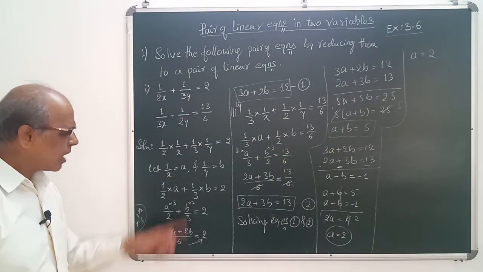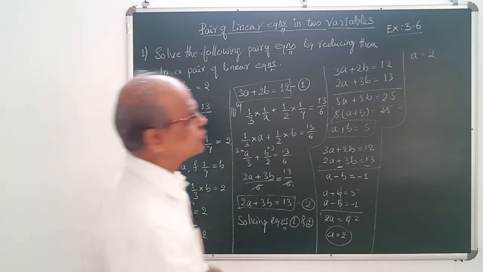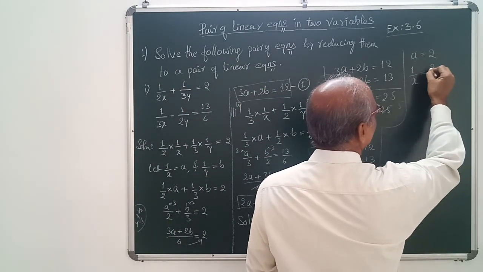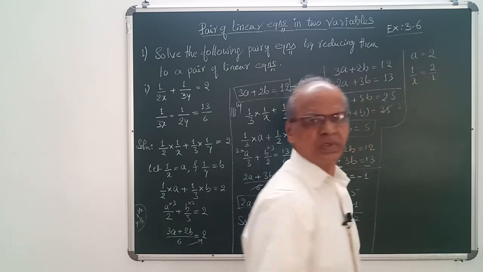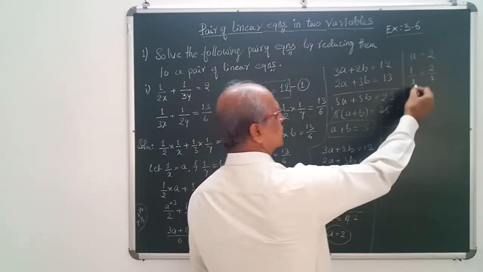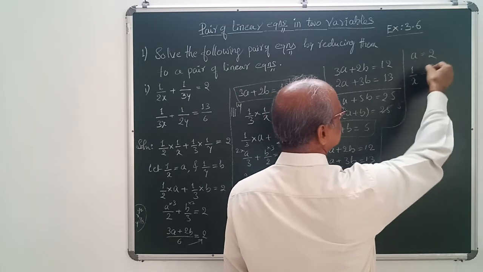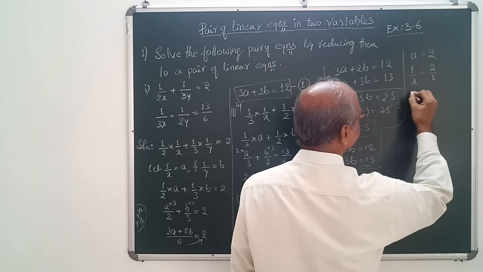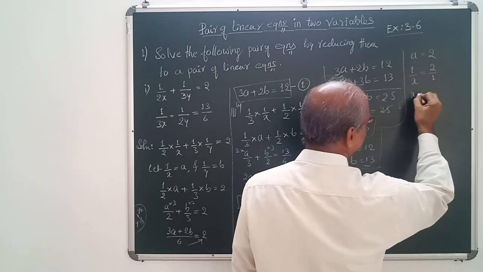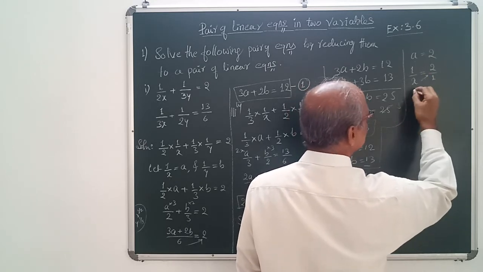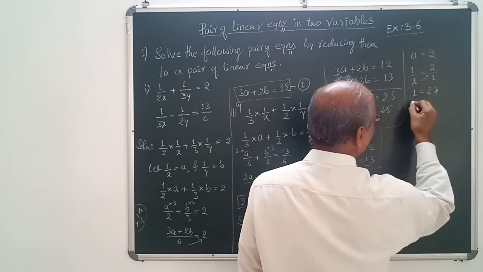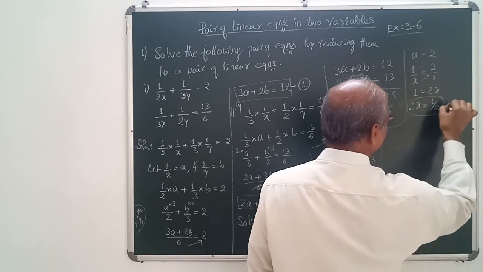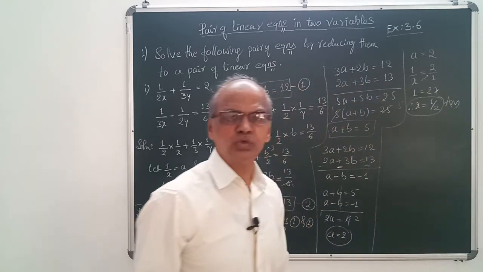What is a? Our a means 1 by x. That means substitute for a. Here 1 by x is equal to 2 by 1. Nothing is there in the denominator, it is 1. Okay, cross multiply. Send this x here and 2 to this side. That means one more step: 1 is equal to 2x. Therefore your x is equal to 1 by 2 is your answer. The x value is 1 by 2.